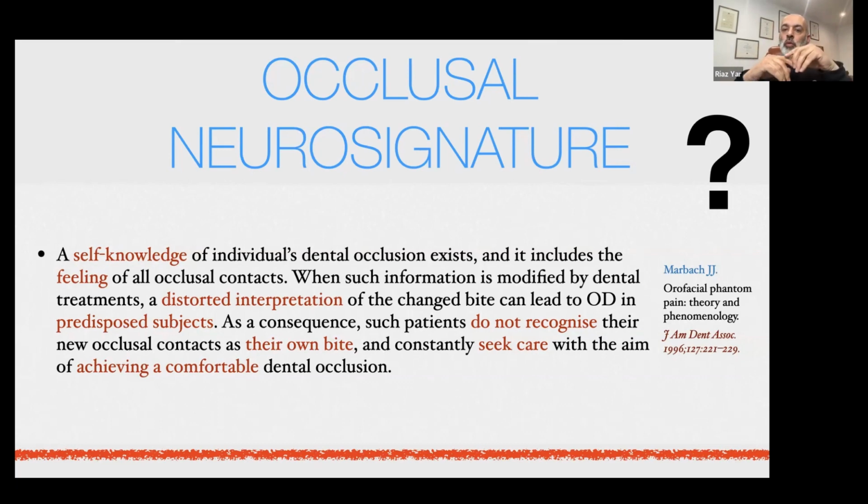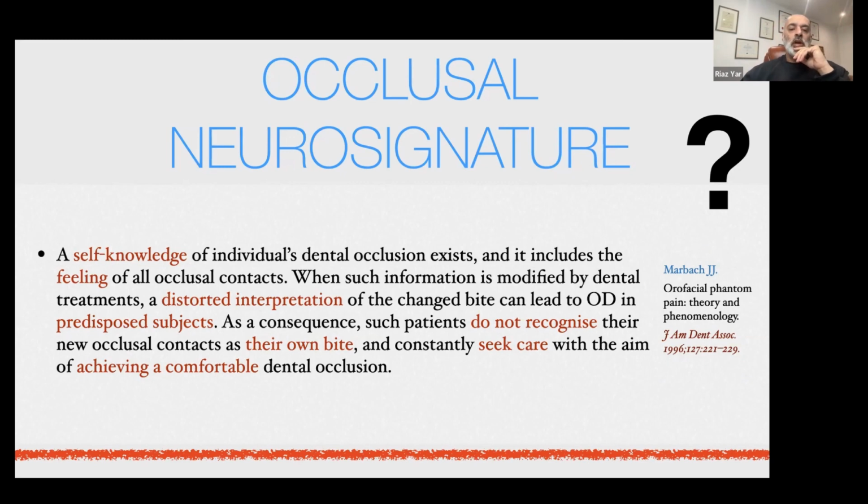So we call that occlusal neural signature, because what we know is that patients have this neural signature in their brain, but with cortical remapping, they can adapt to the new signature, but some people cannot. And it's the ones that cannot adapt to it that keep coming back, telling you that their bite is not right. The occlusion is not comfortable anymore. It is changed. Yeah, so this is what happens.